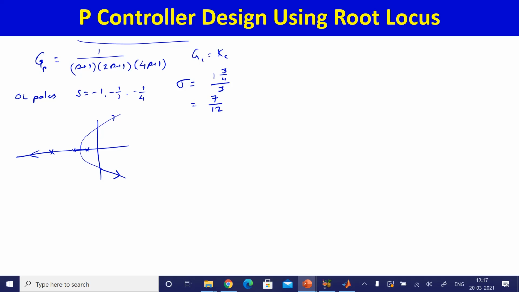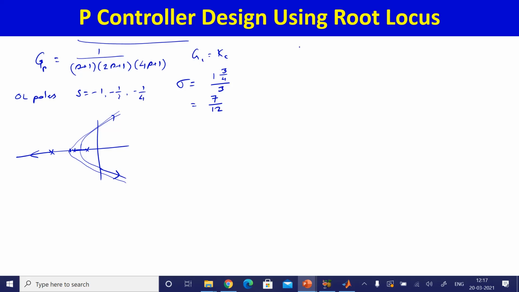So the real axis intercept is somewhere over there, and you'll get a line of 60 degree, and you'll get a line of minus 60 degree. These are your asymptotes, and that's your root locus.